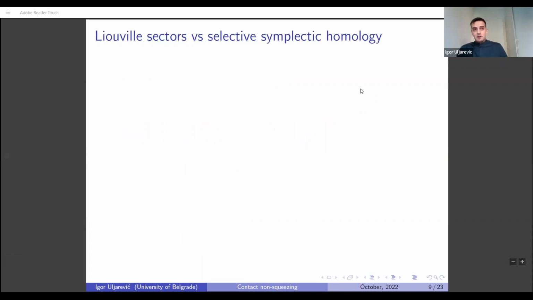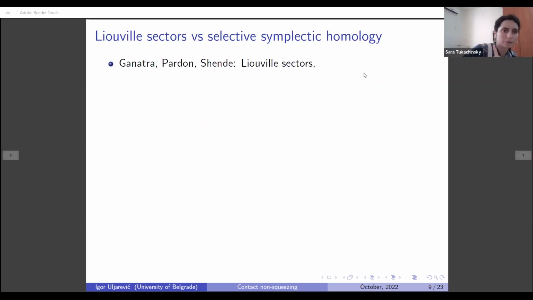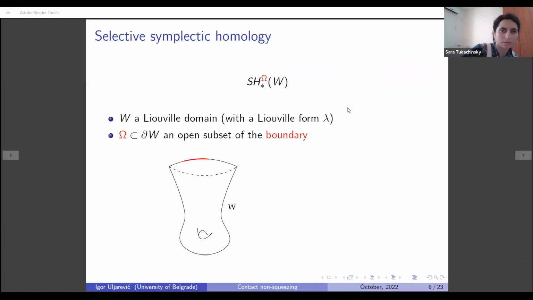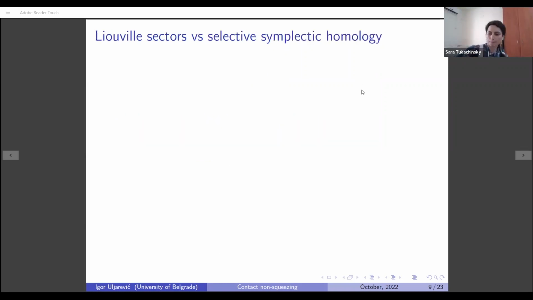In this slide and the next one, I'd like to compare selective symplectic homology with the symplectic cohomology of a Liouville sector. Just a second, maybe you said it and I missed it. Do you make any particular assumptions on omega besides it being part of the boundary? Actually, on omega, there are no other assumptions. It can be any open subset of the boundary, including the empty set and including the whole boundary. Thank you. So there are no assumptions.